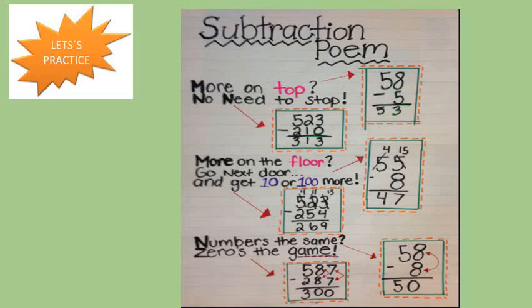And if numbers are the same, 0 is the name, so 7 minus 7 equals 0. 8 minus 8 equals 0. Any number minus the same number equals 0.